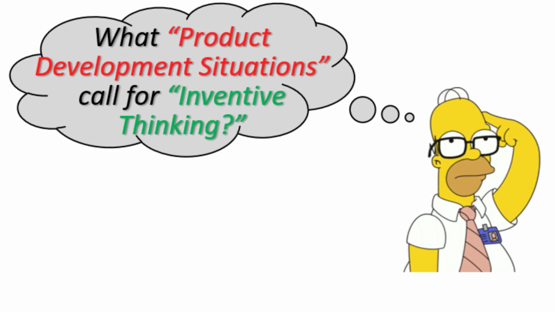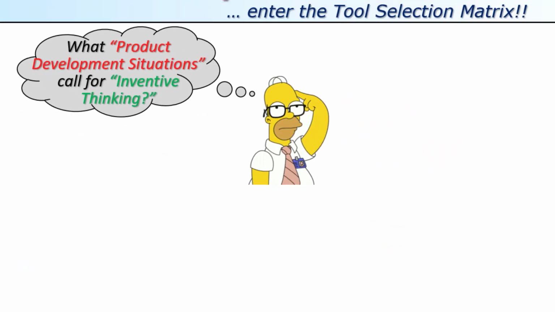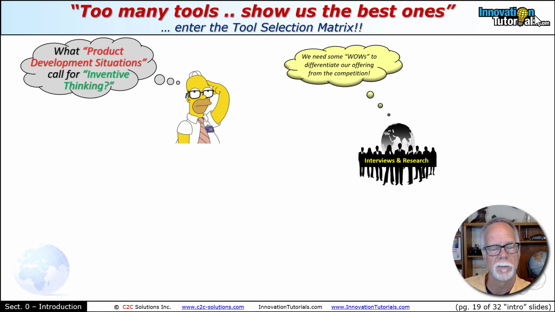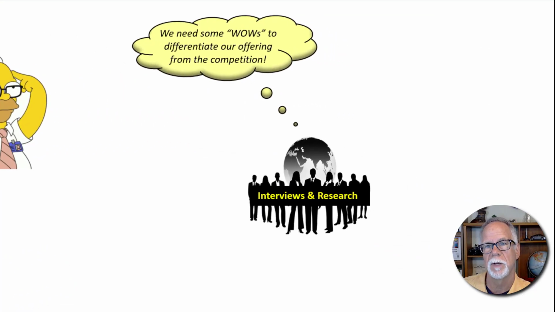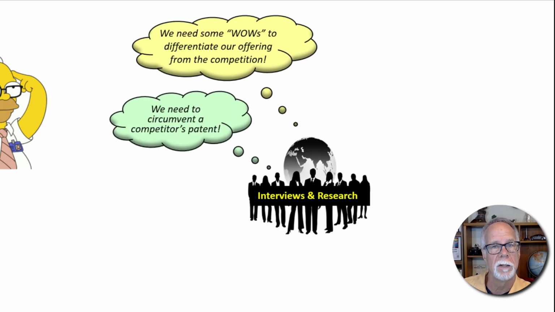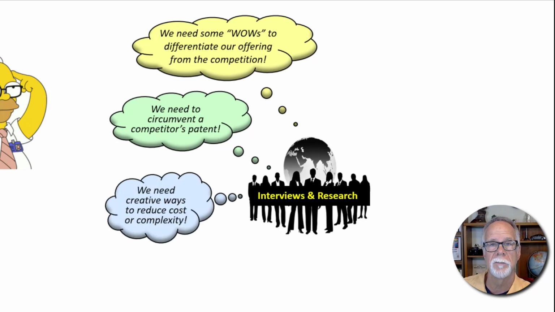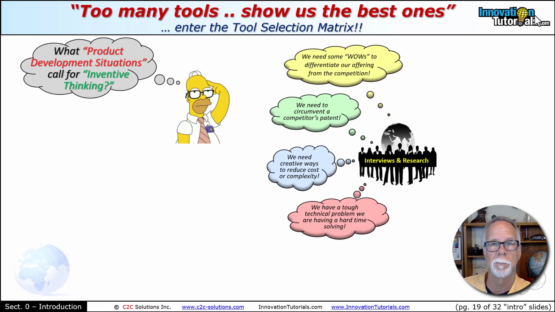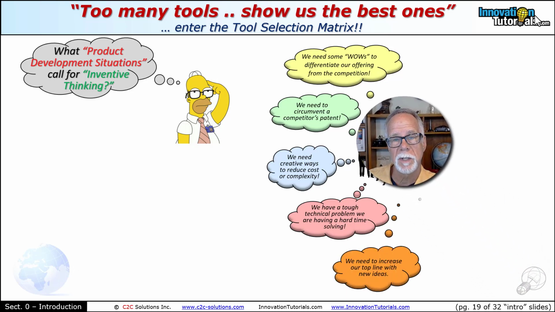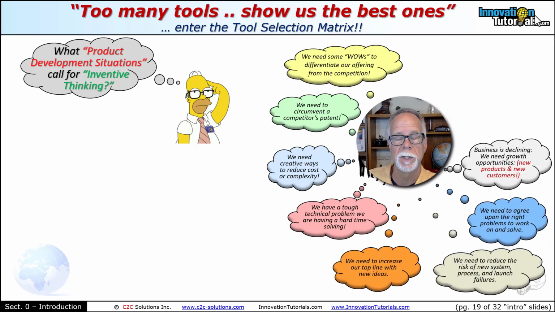So I sat back and I thought, what product development situations call for inventive thinking? And I did a little interviewing and found some common things, like we need innovation to differentiate ourselves from the competition. Or we've got a competitor that's got a great idea patented and we need to figure out a way around that. Or we need some creative ways to reduce cost or complexity. Or we have a tough technical problem we're having a hard time solving and we need some creative ways to deal with it. And several others that were common situations.